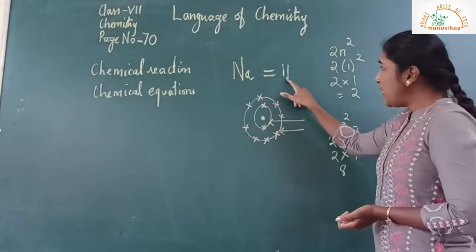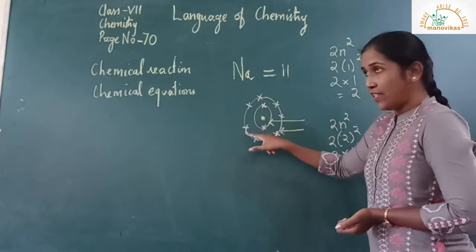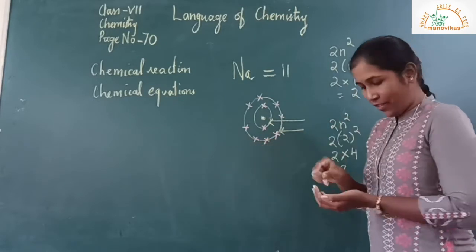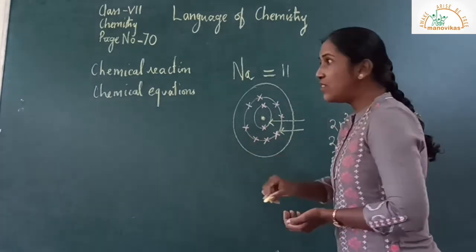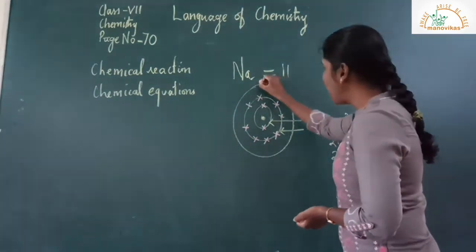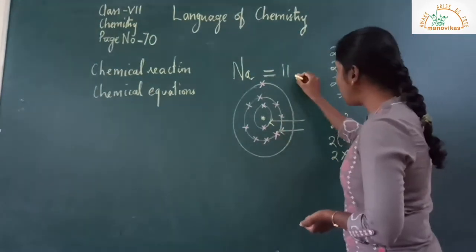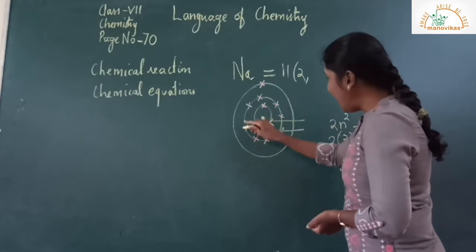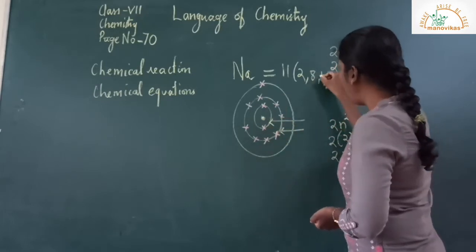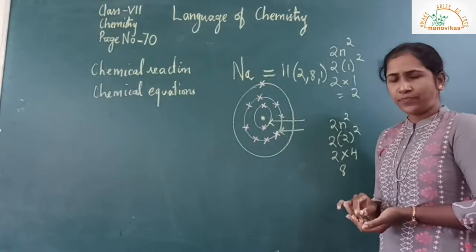Now, you need to obtain 11. You have 2 and you have 8. So remaining 1 electron. So where you are going to put it? You will place it in the third shell. So, okay. So what will be the electronic configuration? It will be 2, 8, 1. So that will be the electronic configuration of sodium.